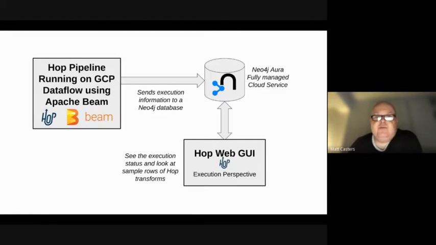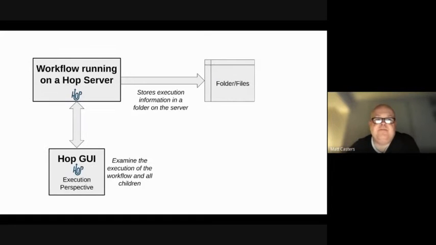And so this is also supported on Beam pipelines. So you can, for example, run a pipeline on GCP Dataflow and then send that information to Aura, to Neo4j in the cloud. Or you can run a hop workflow on a server somewhere, or in a scheduler, or with a Docker container. It doesn't really matter how you execute it, as long as this workflow or this pipeline can access the location that you define in the metadata, then you're good to go.